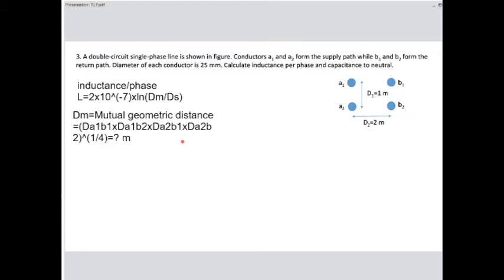2.11. Amanda got it, Sahil got it, Umesan got it. Thank you very much. That's the correct answer. Ruth also got it. So 2.11 meter. That's perfect. We got DM.